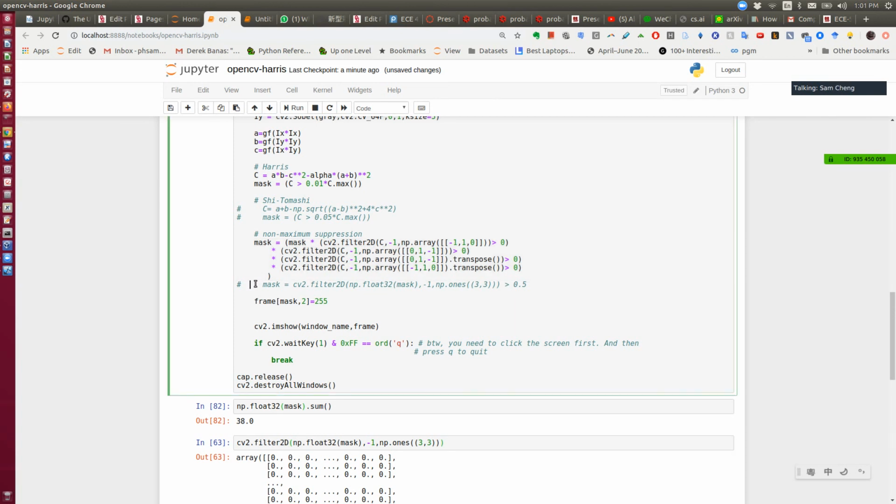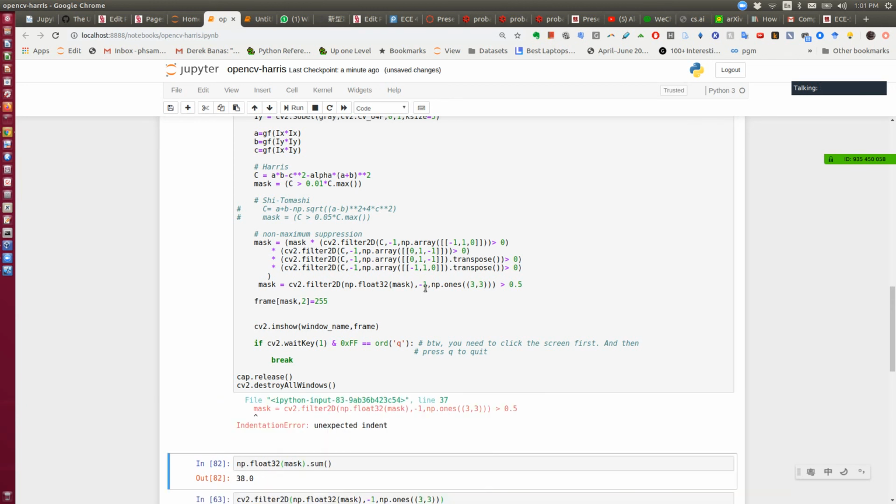Here, just for the sake of visualization, I make the points a bit bigger because otherwise it's hard to see. So I again use a filter to make each point size 3 by 3 instead of 1 by 1, so it's easier to see. Yeah. So I guess that's it.